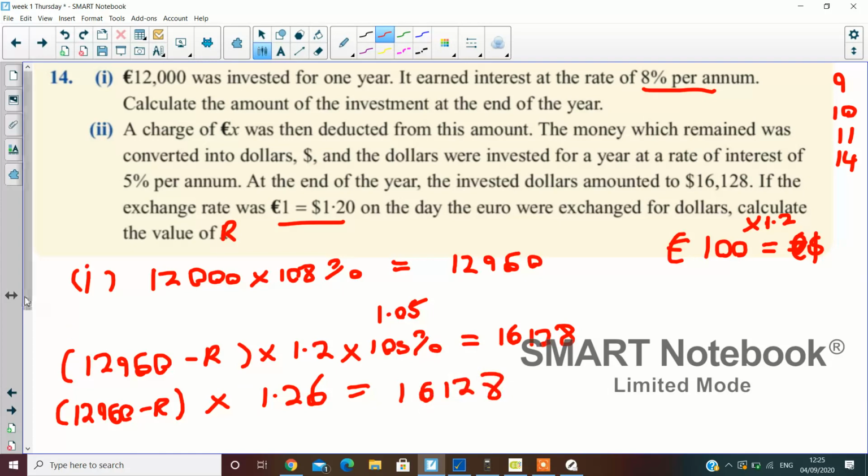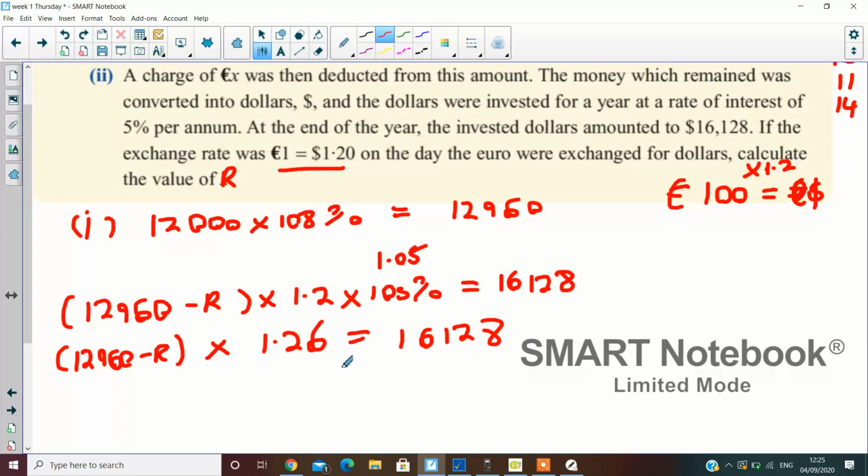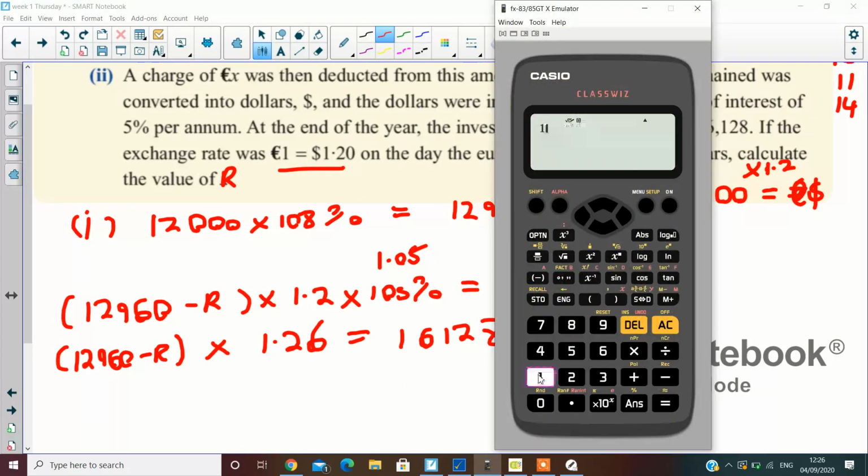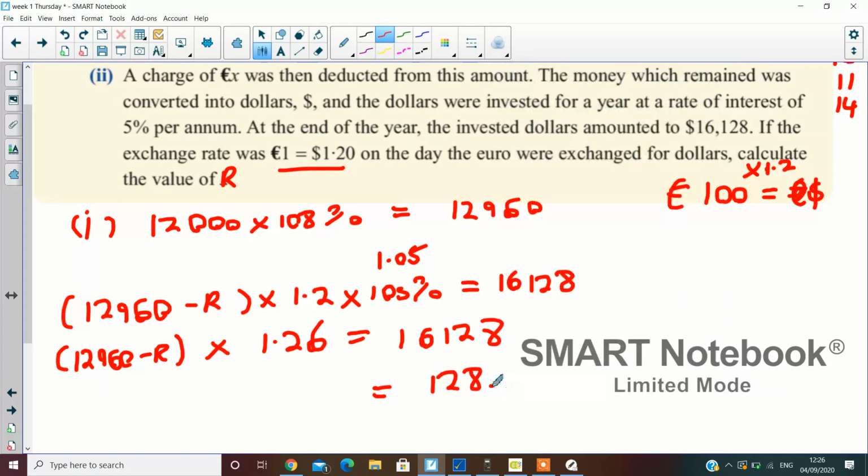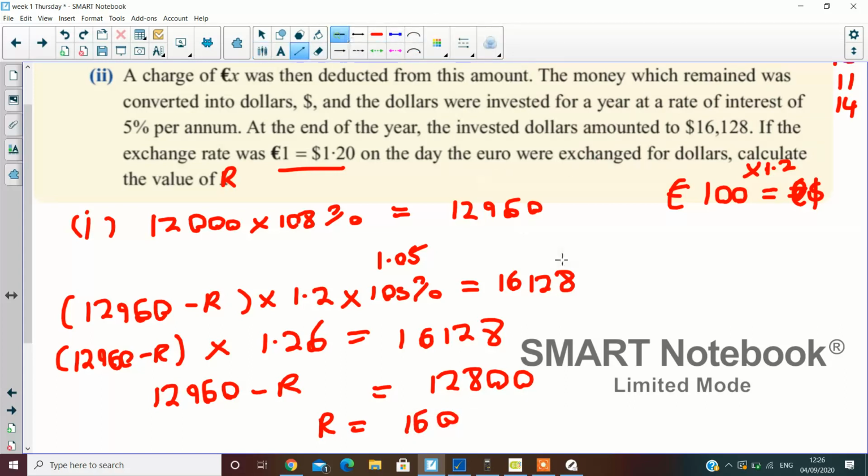Now, if 1.26 is multiplied on the left, what would it be on the right? Divide. So 16,128 divided by 1.26, and we get 12,800. Now I know that 12,960 take away R is 12,800. So what does that make the value of R? 160.